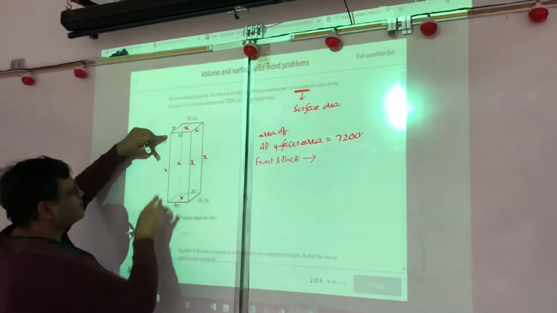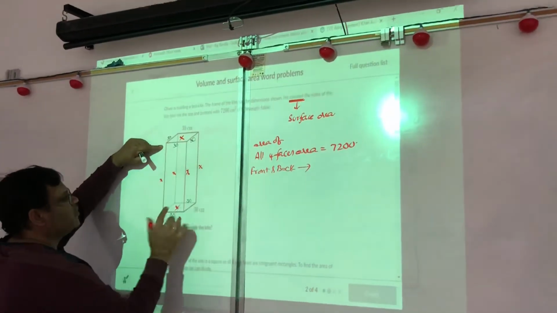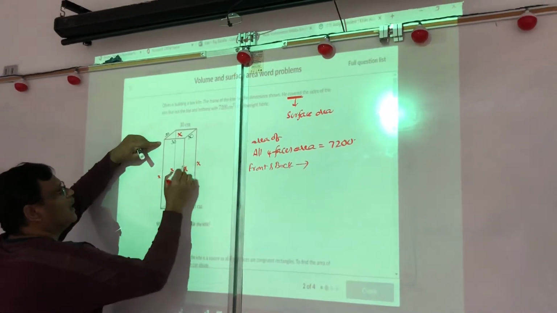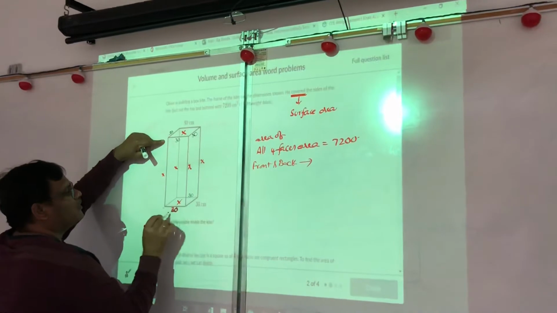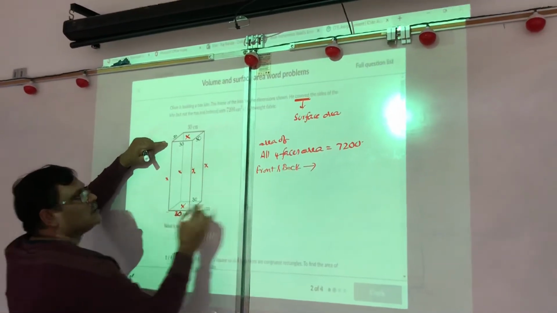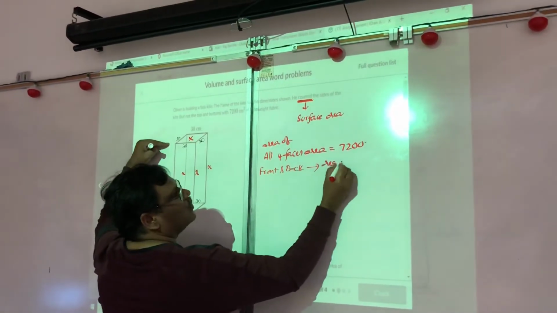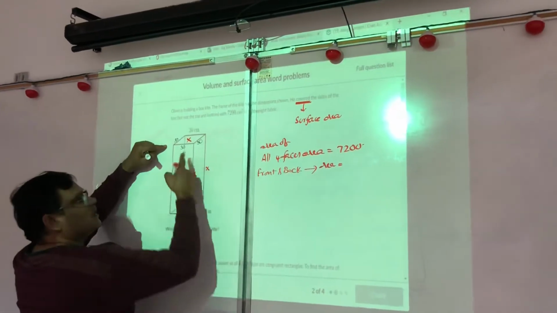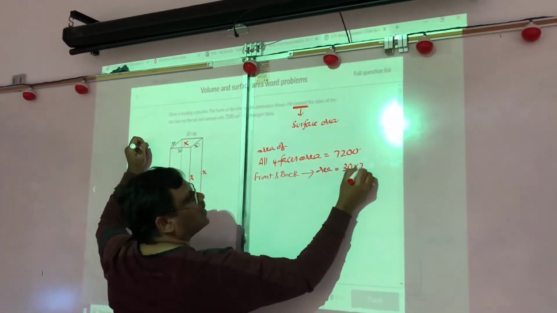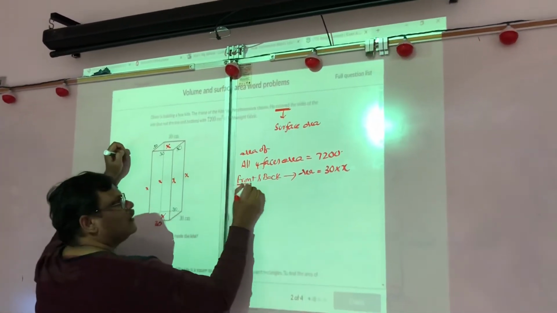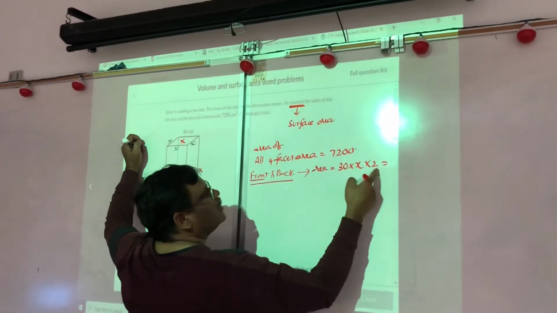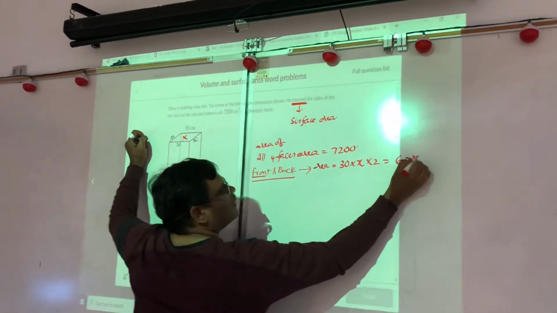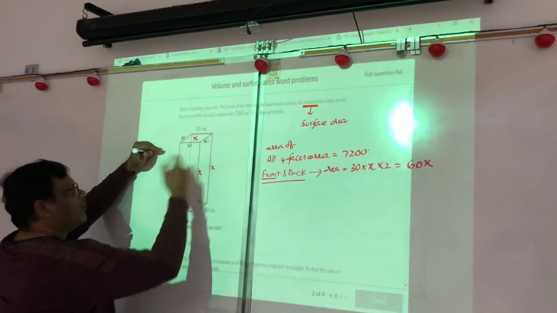The front is this. It has the dimensions 30 and x. The front is a rectangle with the dimensions 30 and x. So the front and back area is going to be 30 times x, 30 times x. This is just the front, but I want front and back, so double it, which gives you 30 times 2, 60x. So front and back was done.